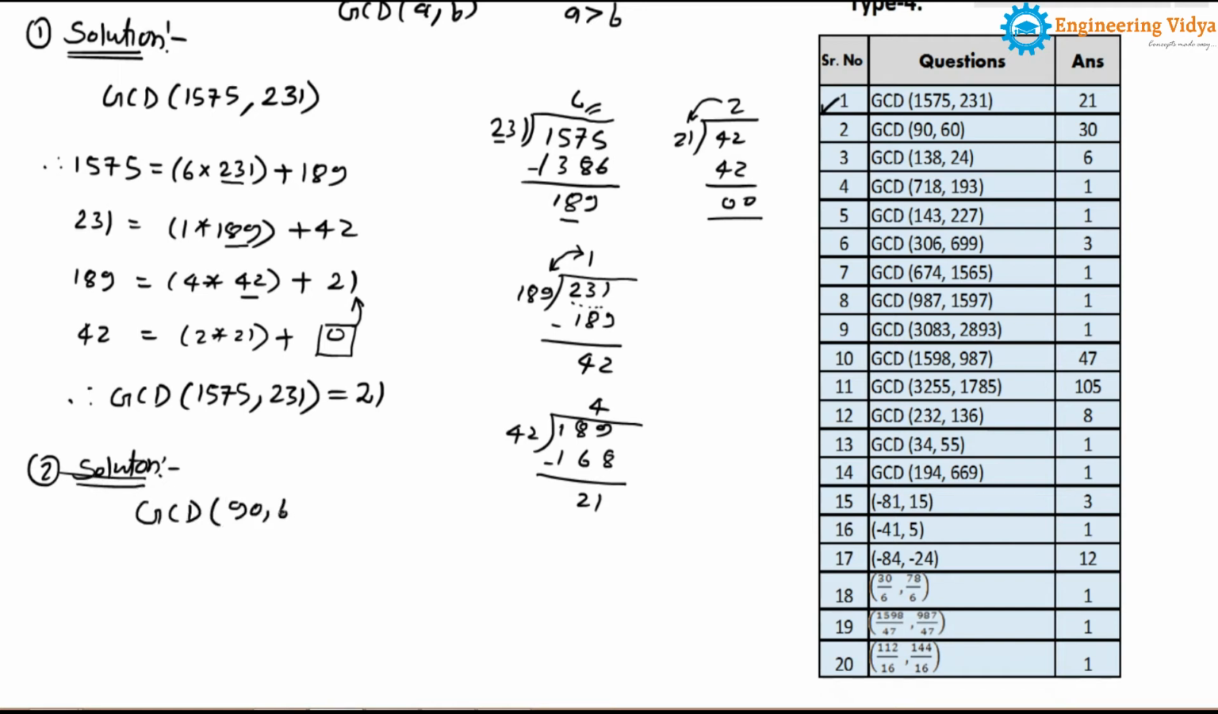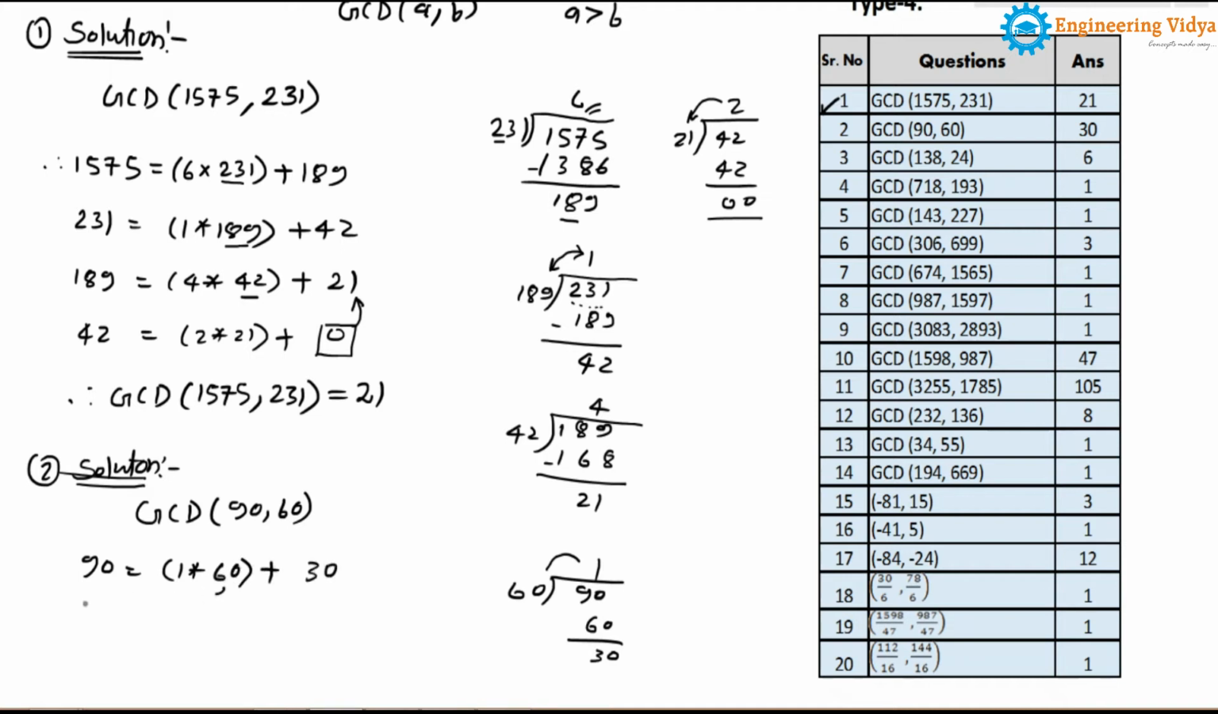GCD of 90, 60, right? So what we'll do: 90 is the greater term, so 90 will come to this side, and again we'll divide 90 by 60. It will go one time only, and the result will be 30. So here we'll write 1 into 60, and the remainder is 30.